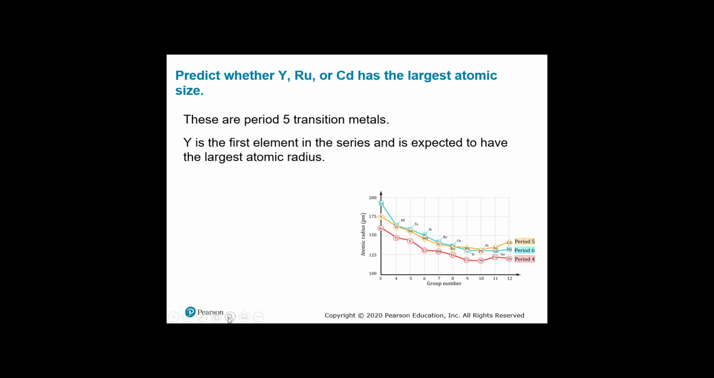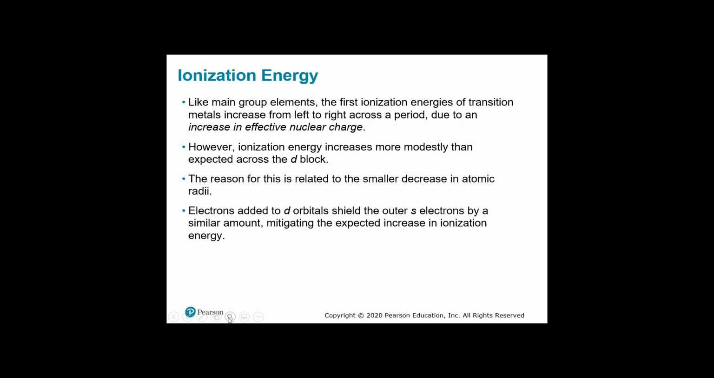So in this case, Y is the first element in the series and is expected to have the largest atomic radius, which it does. That is a period 5 transition metal.